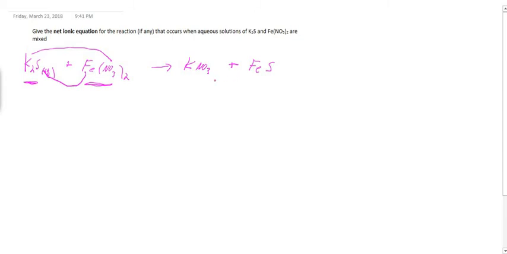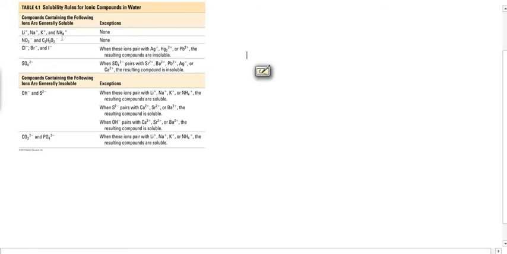Now, the next thing we have to do is determine whether these are going to be soluble or insoluble, since this is being done in solution. There is no gas evolution coming off here. So let's figure out what it's going to be. Let's look at my solubility table here. So let's look at the potassium and then the iron sulfide. Everything with a potassium in it is soluble. So that potassium nitrate is going to be soluble.